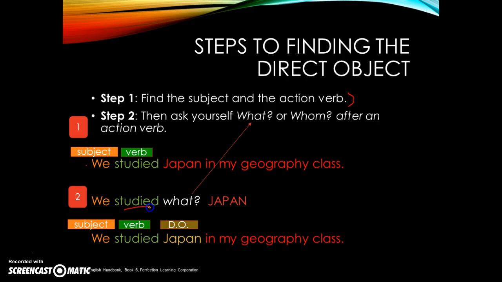So our verb is studied. So we say, we studied what? And in this case, the answer is Japan. So Japan is your direct object. So this sentence then says, we studied Japan in my geography class. So you have your subject, your verb, and your direct object.